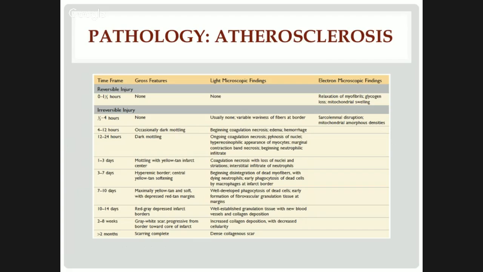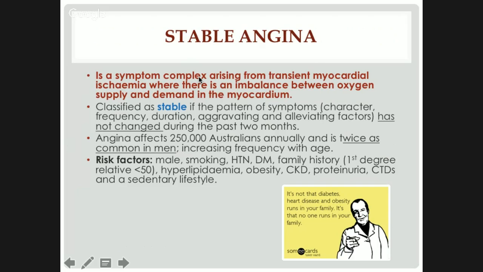The important thing to note though, once you hit sort of more than 2 months, you can't work out how old an infarction is because the fibrosis or scarring process is complete. The ventricular myocytes have remodeled. So there's no way to say whether this happened 6 weeks ago, 6 months ago, or 10 years ago. Just something to keep in mind, but do memorize that. Don't worry about the electron microscope findings. You don't need to know that, but know your macroscopic and microscopic features.